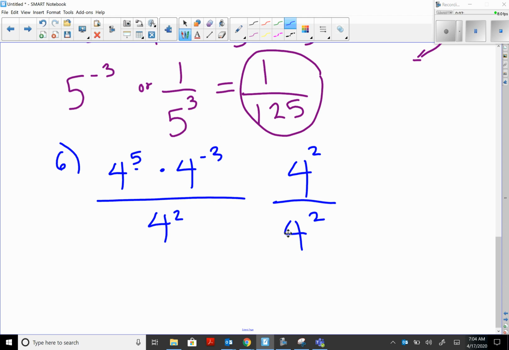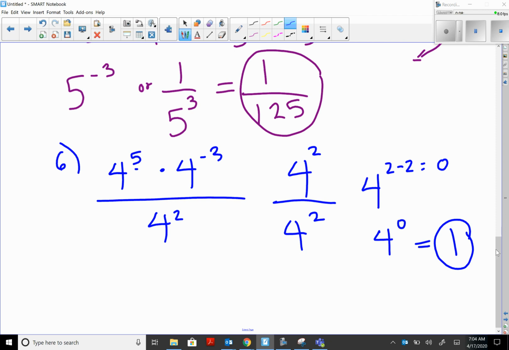And now I'm rewriting my denominator. So now I'm dividing, which means I can subtract my exponents if the bases are the same, and they are. 2 minus 2 equals 0. So I get 4 to the power of 0. Anything to the power of 0 equals 1. I did it.